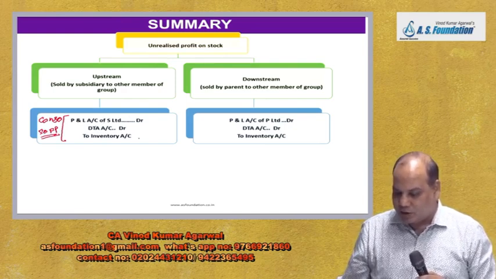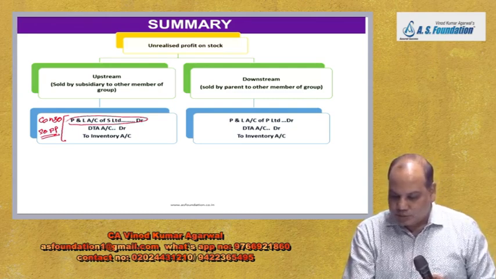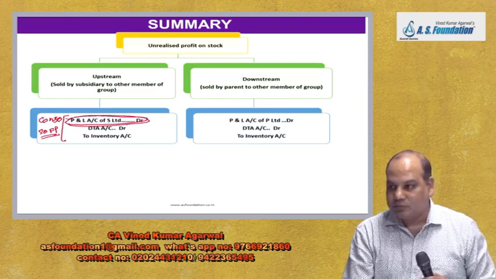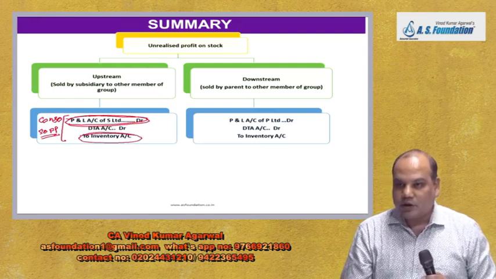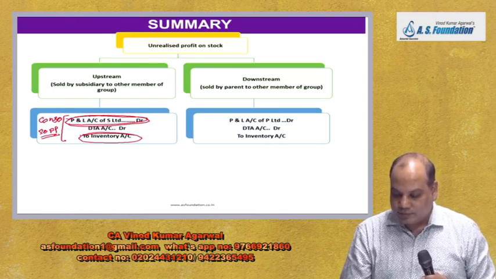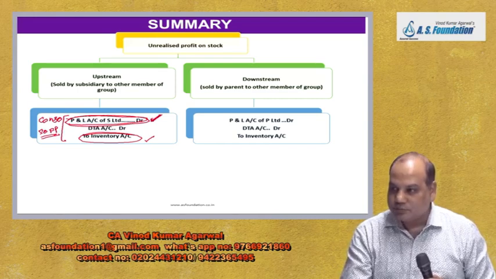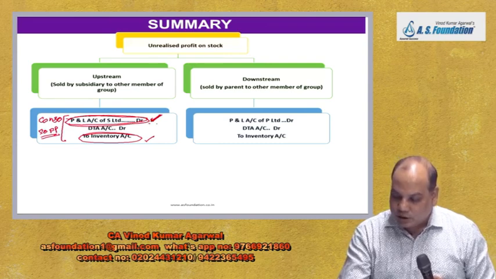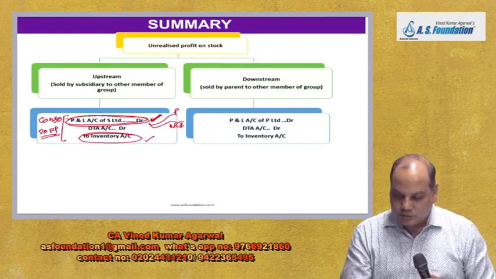If it is an upstream transaction, I will reduce it. One effect, P&L account of subsidiary company debit, and second effect, inventory. So what will happen? Automatically, when the subsidiary's profit gets reduced, it will automatically get distributed between parent and NCI. Okay.